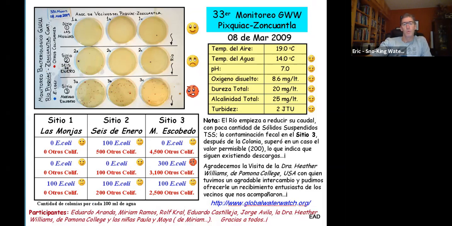Here's an example from Global Water Watch Mexico, where they just had an informational poster they put showing, comparing different sites and showing what the results were in the different sites.